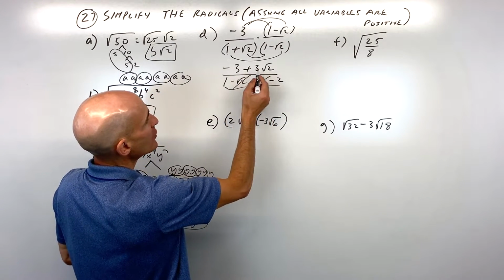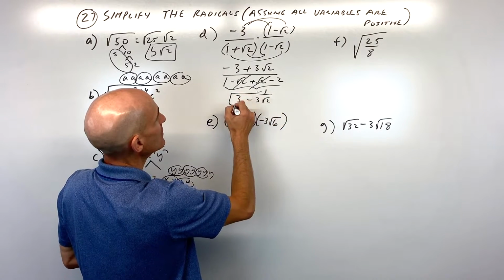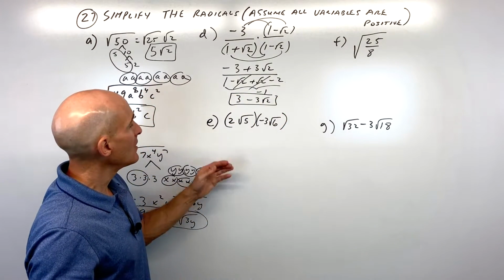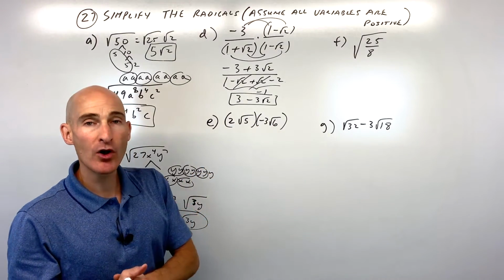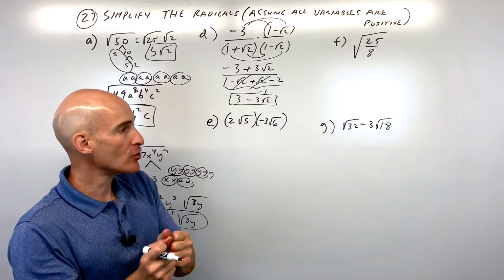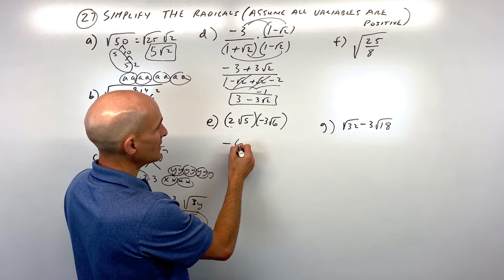So if we divide the numerator by negative 1, we get positive 3 minus 3 root 2. That's your final answer. For letter E, we're multiplying these two quantities together. Now, what you want to do when you're multiplying is think about multiplying like terms. So I'm going to multiply the parts that are on the outside. 2 times negative 3 is negative 6.